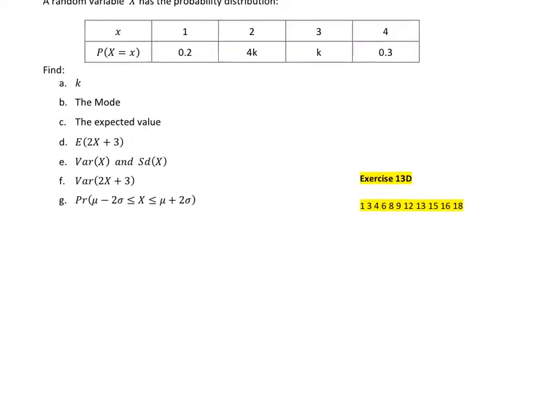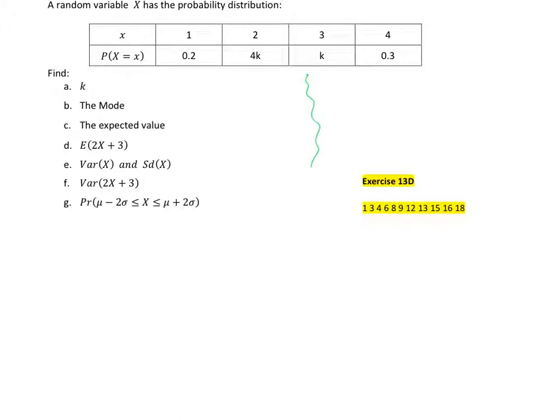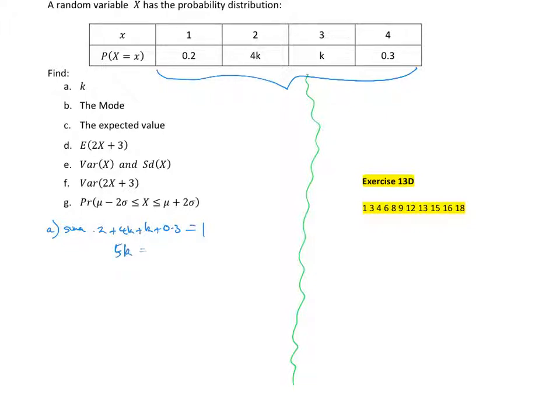We might run out of room, but we'll see how we go. So find k. First things first, what do I know? I do know that all of these values here have to add to 1. So since 0.2 plus 4k plus k plus 0.3 has to equal 1, I know that 5k has to equal 1 minus 0.5, so k is equal to 0.1.